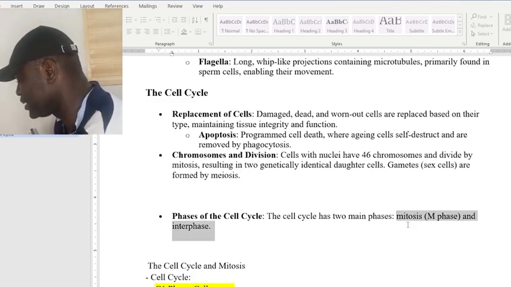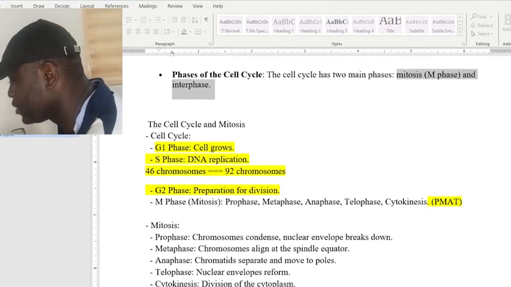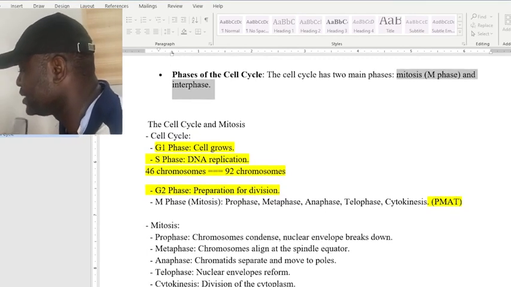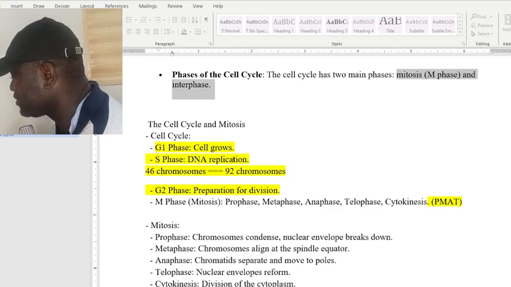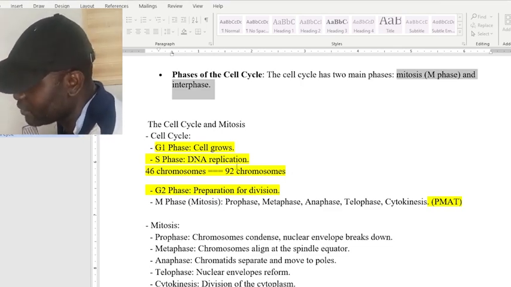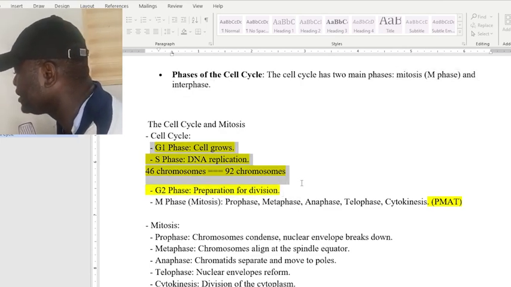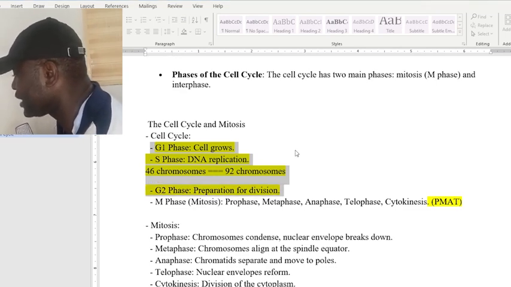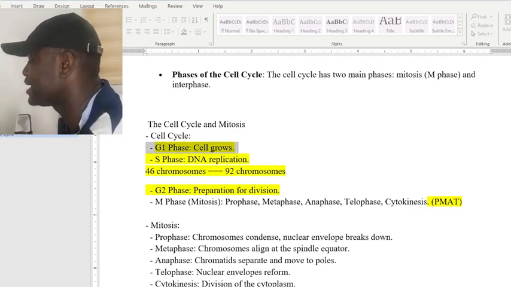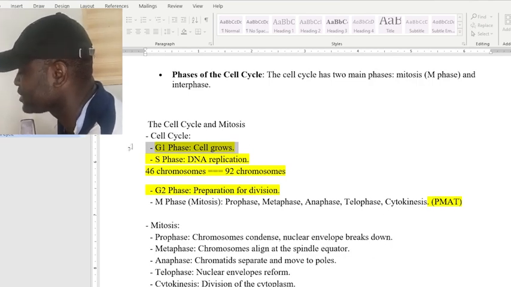And this is what happens when they divide by mitosis. They produce two. Let's talk about the phases of the cell cycle. There are two main phases. We have mitosis, that's the M phase, and we have the interphase. These are the two major phases of the cell cycle. So in the cell cycle, these three that I have highlighted will be the interphase, while this one will be the mitotic phase.